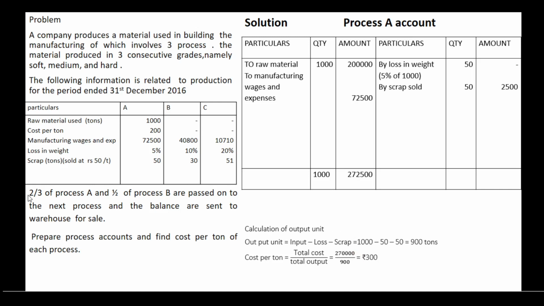So in the problem, they provide the information that 2/3 of process A are passed on to the next process and the balance is sent to the warehouse for sale.